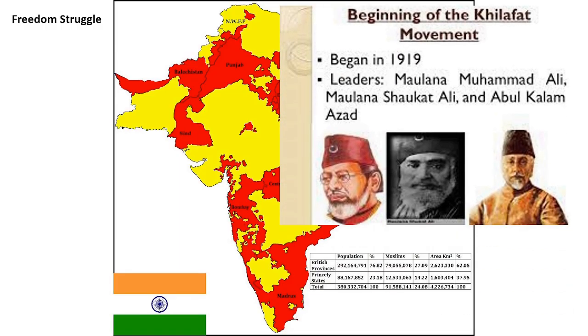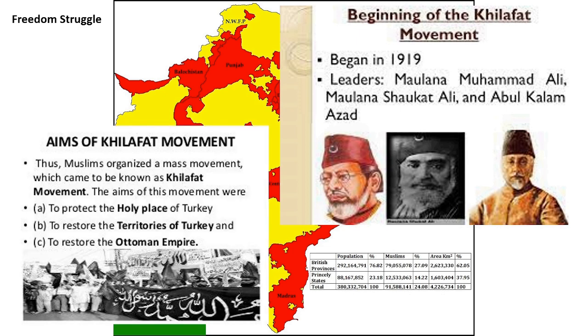Simultaneously, the Khilafat Movement was started in 1919 under the leadership of Maulana Muhammad Ali, Maulana Shaukat Ali, and Abul Kalam Azad. The reason behind the movement was the capture of the Ottoman Empire by Britain during World War I. Their demand was the immediate release of the Ottoman Empire in Turkey and protection of the holy places of Turkey.